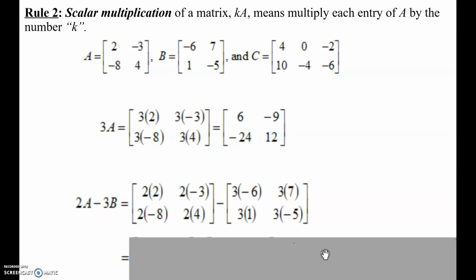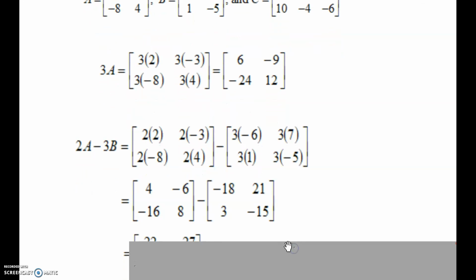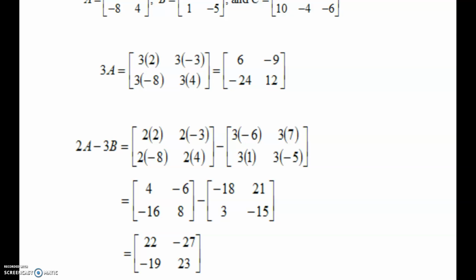So you can see I multiplied each entry in matrix A by 2, each one in matrix B by 3. I simplify those results, and then I get my final answer.